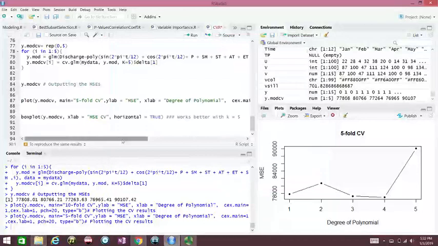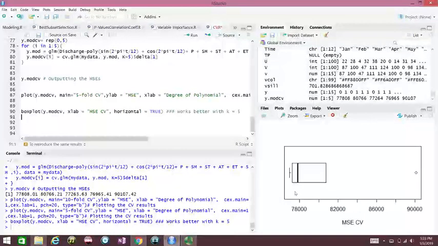If you would like to have your figure as a box plot, you just change plot to boxplot, and everything is the same. The other thing you need to modify is here. The horizontal has to be true. If you don't put it, it's not going to be horizontal. So boxplot(y.mod.cv, xlab MSEs, horizontal equal true), and let's run it. And this is the box plot we have.